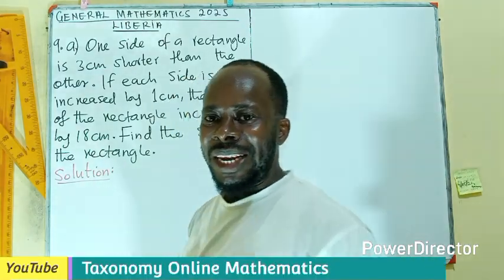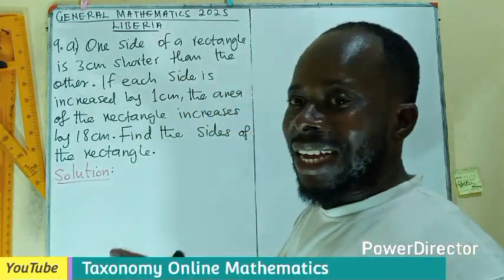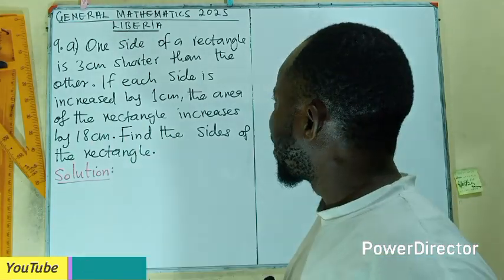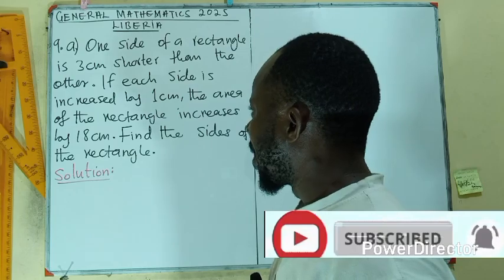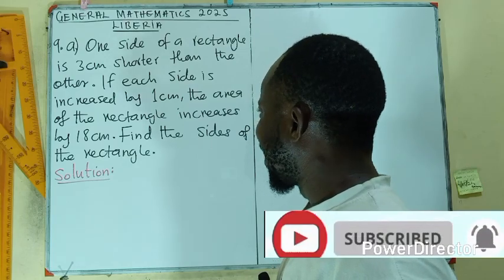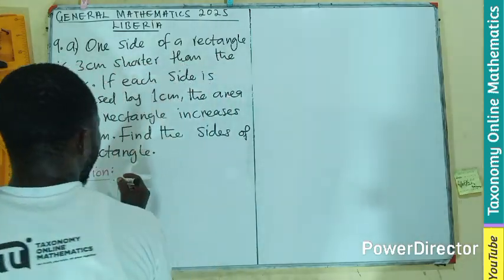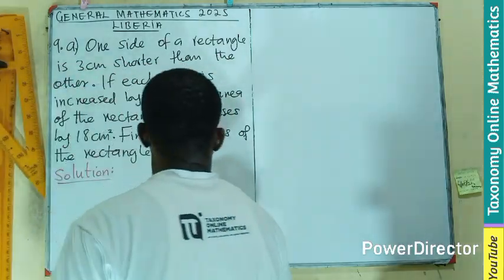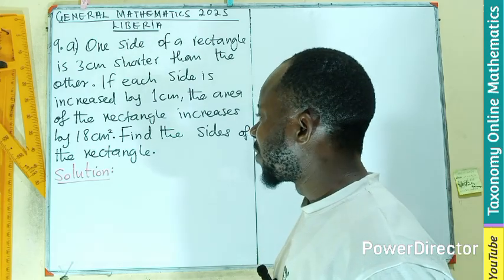Hello, welcome. Question 9a. One side of a rectangle is 3 centimeters shorter than the other. If each side is increased by 1 centimeter, the area of the rectangle increases by 18 centimeters squared. We have to find the sides of the rectangle, so we need to know the size of the rectangle.